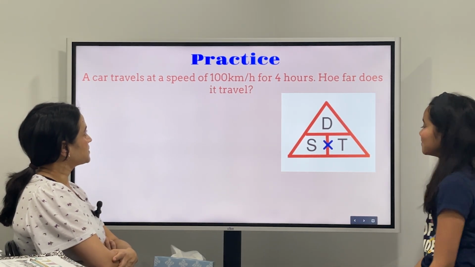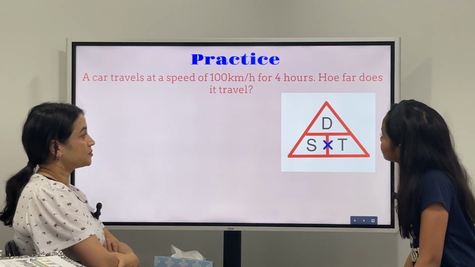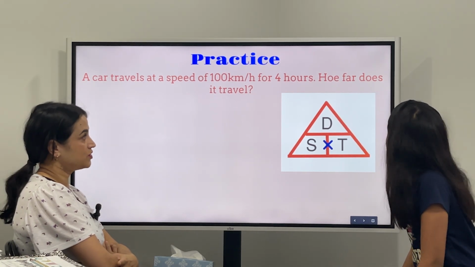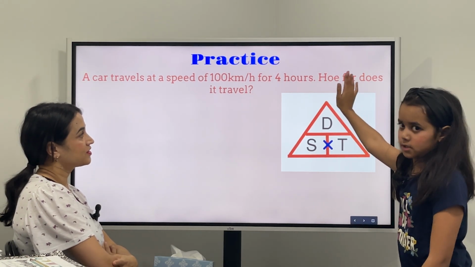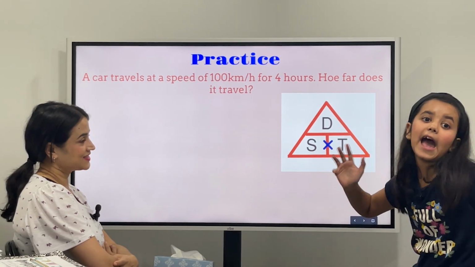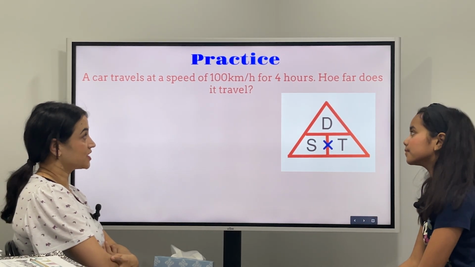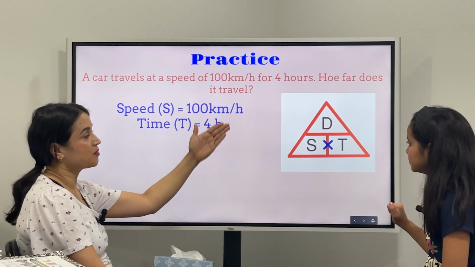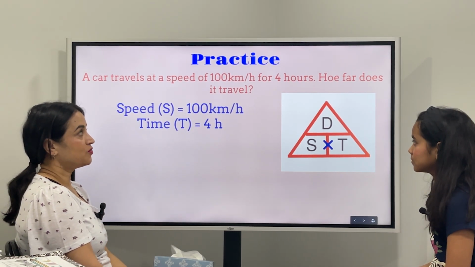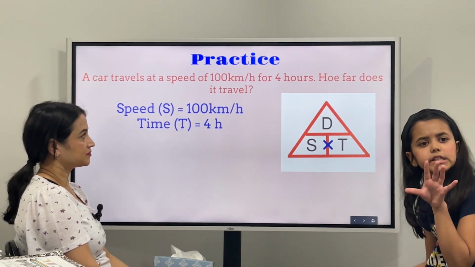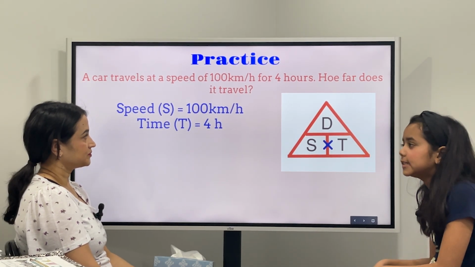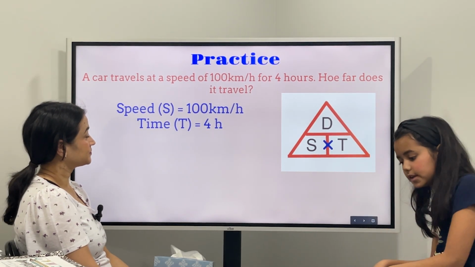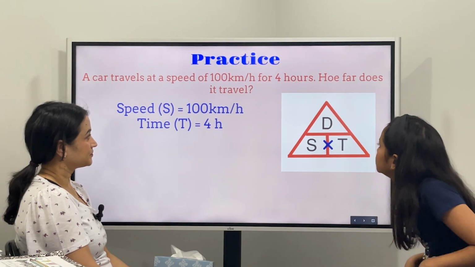So a car travels at a speed of 100 km per hour for 4 hours. How far does it travel? So what does far mean? What are we trying to find out here? I think we need to do speed times time.